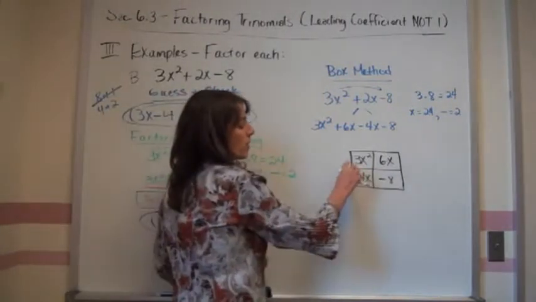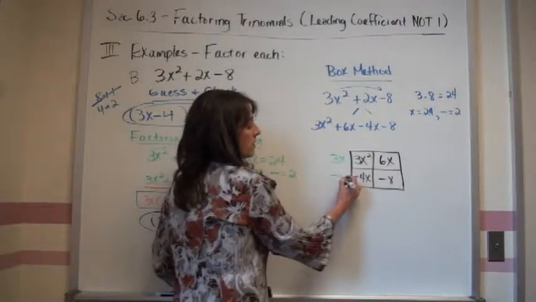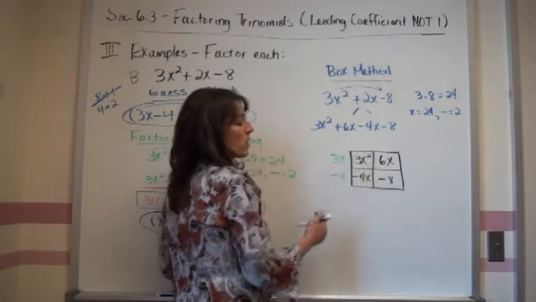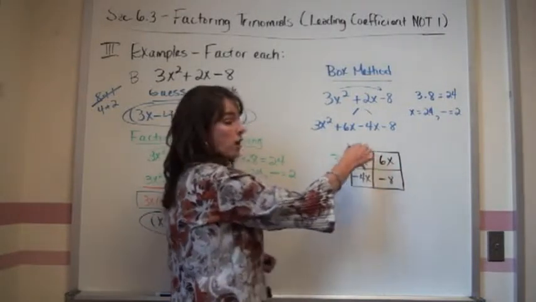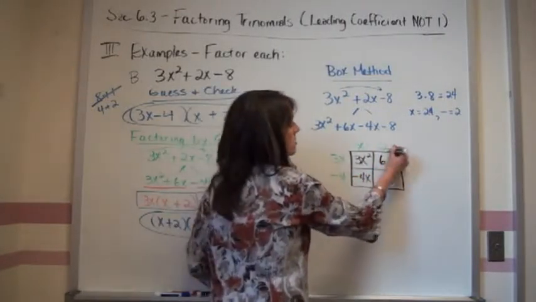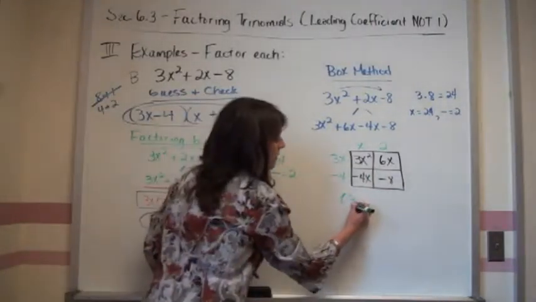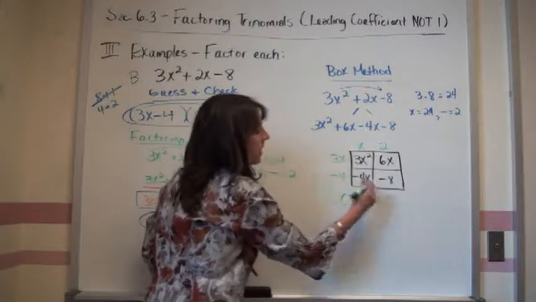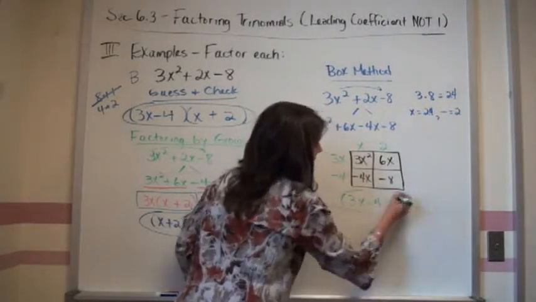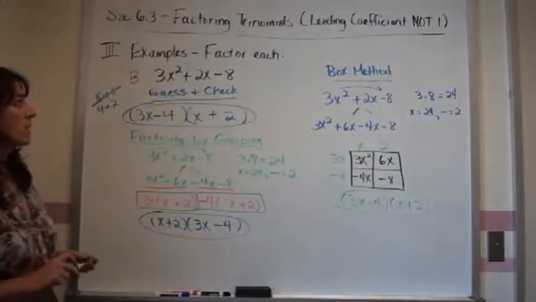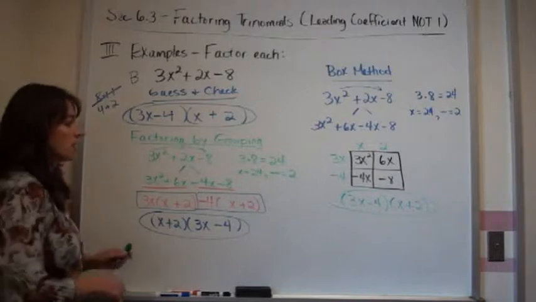So along this row, I can divide a 3 and an x out. Along this row, I can divide a negative 4 out. Along this row, it's common that an x is there, and along this column, it's common that there's a 2 there. So that tells me that on the outside here, I've got a factor of 3x minus 4, and across the top, I've got a factor of x plus 2. And again, that's the very same thing that I got from Guess and Check from our factoring by grouping.